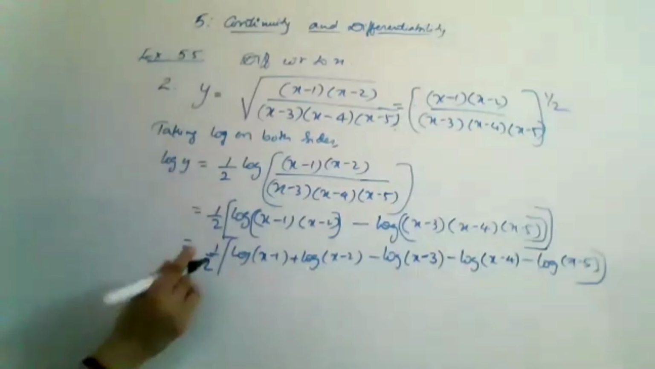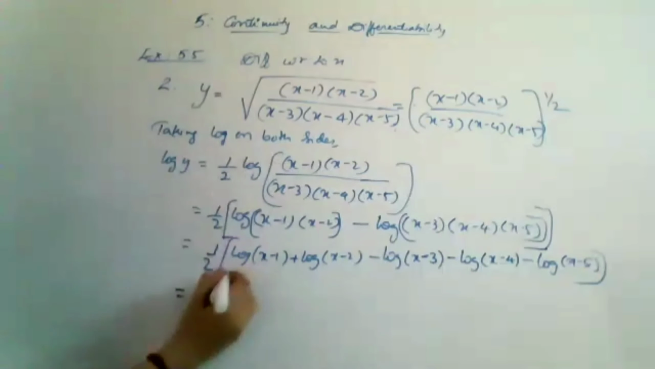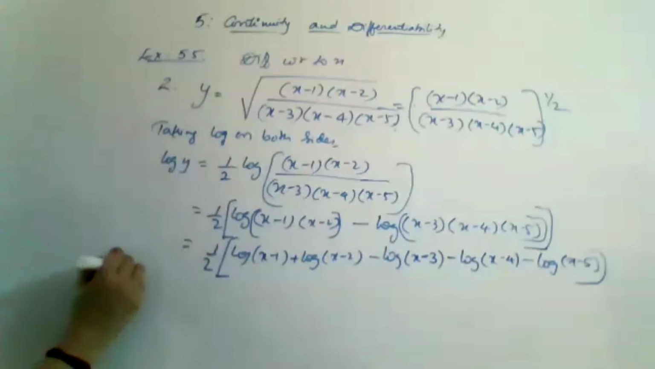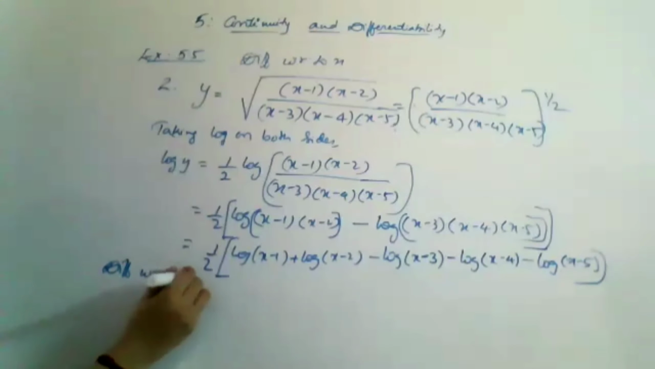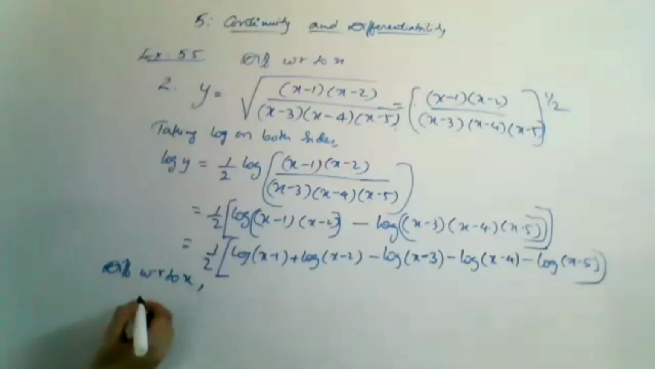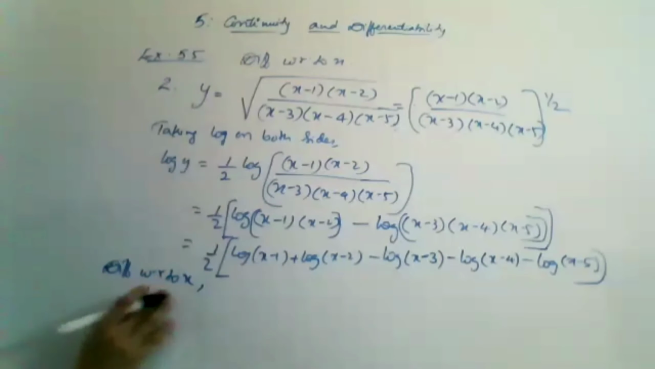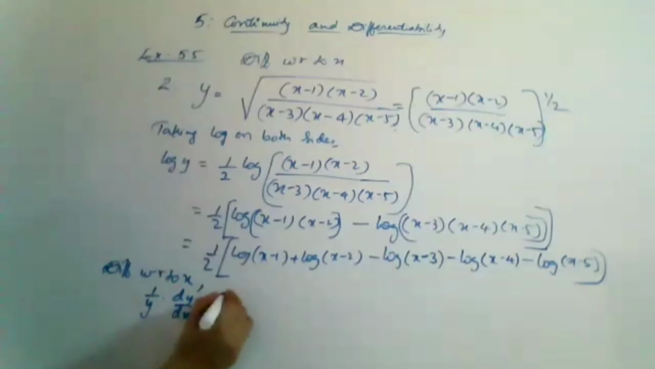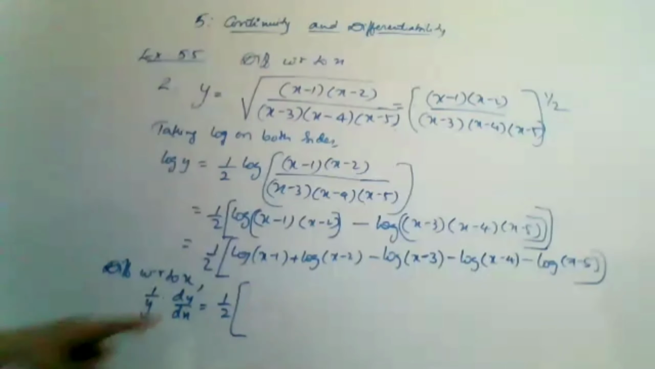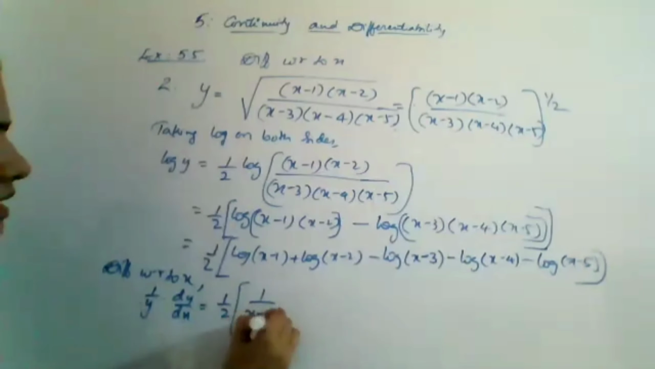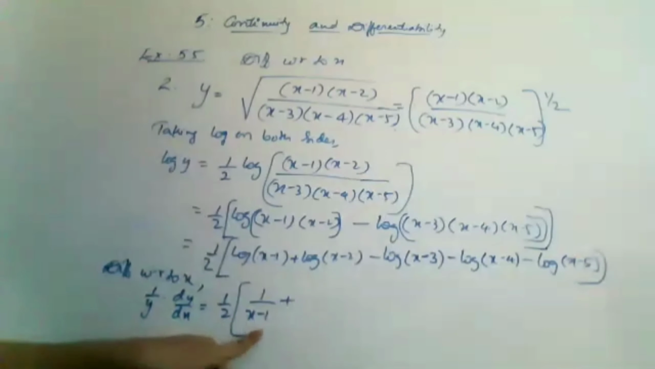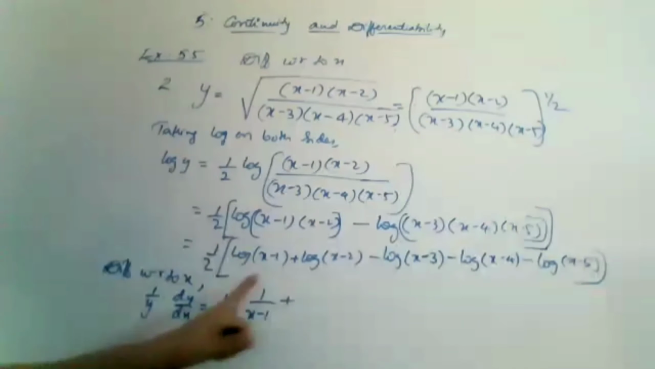Now you can just differentiate. So till this, it was your log property applied. Now you are differentiating with respect to x on both sides. So this will become 1 by y into dy by dx equal to 1 by 2 into. Now what is the derivative of log of something? It is 1 by, so you'll get 1 by x minus 1 plus log of. Again, x minus 1's derivative will give you 1 only. That's why I'm not writing anything.